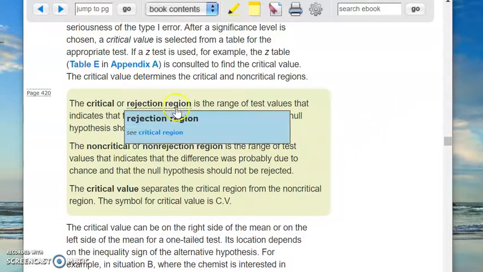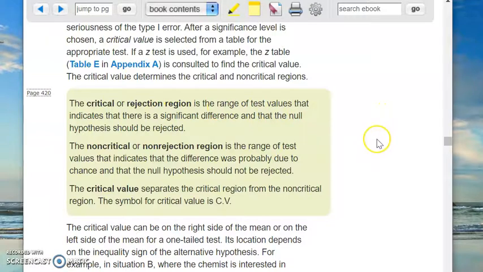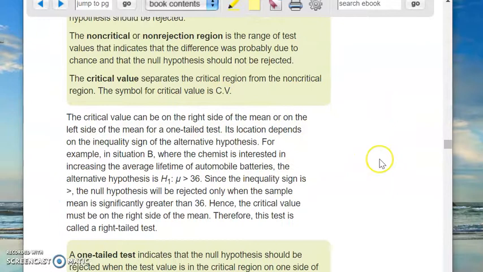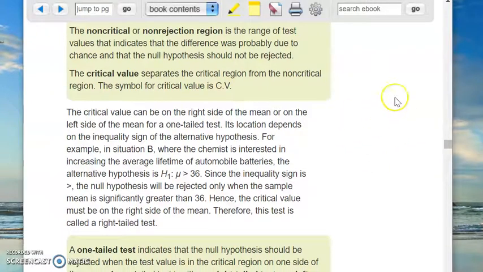Okay, so the critical region is where we say, okay, we're going to reject the null hypothesis. The non-critical region is where we do not reject the null hypothesis. And then the critical value is that number. It's like a boundary. It separates. That's what we call the critical value. It separates whether you reject or do not reject, okay? So it talks about whether it's a one-tailed test or a two-tailed test, okay?